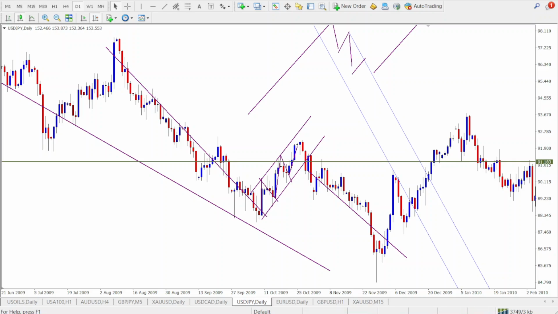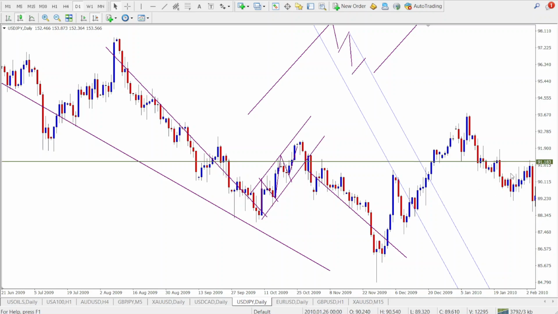Okay, now flag patterns work on multiple time frames, but they are most effective if you are an intraday trader. You can use it on 15 minutes, 1 hour, and 4 hour charts. But if you are a swing trader, you can use the daily chart and the weekly chart.